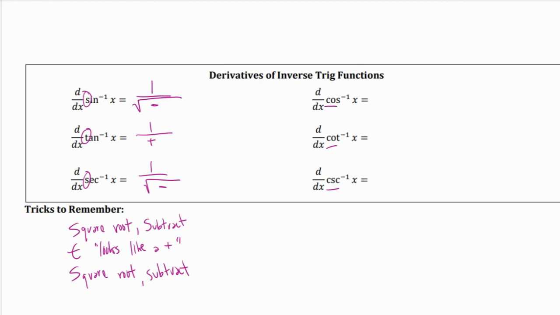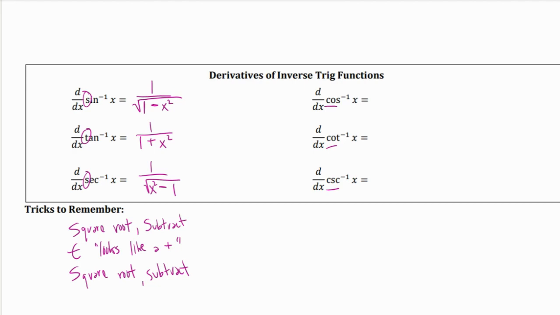All right, then we're going to fill in some more ones. Sine comes first, so the 1 comes first. And then it's 1 minus x squared. Tangent is going to be 1 plus x squared. And then secant inverse is going to be, you're going to switch the order of sine inverse. It's x squared minus 1. So remember that sine comes first, so the 1 comes first. And then secant is going to be the opposite.